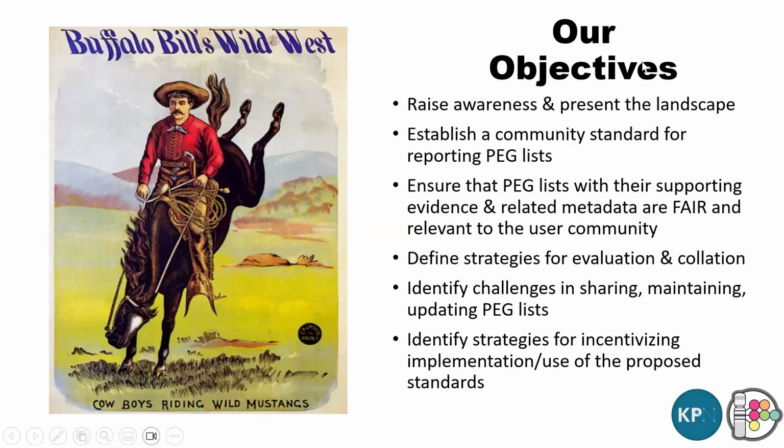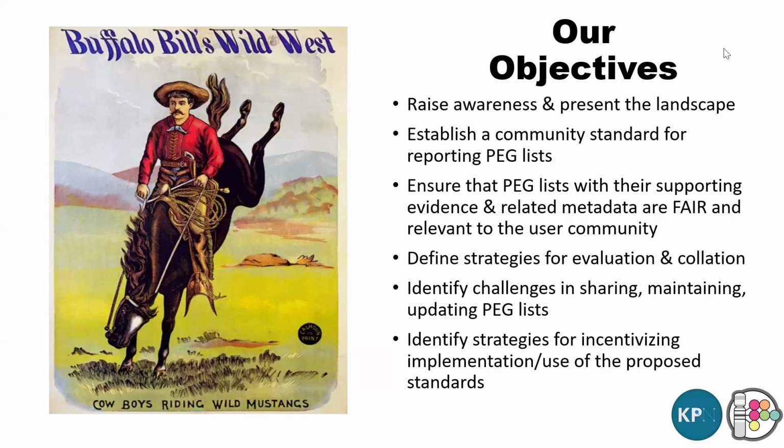The objectives from that workshop were the following, just to remind you all. I'm sure Aoife is going to go into this, but I wanted to put it out there for us today. You know, just raise awareness about the current landscape back in September. And I think the goal is to really establish a community standard for PEG lists. That's what today is about, right? To do that as a community with you all. Ensure that these are fair and accessible to the entire community so they can be useful. Define strategies for how you evaluate and collate them as well. And then some of the challenges, right? I think some of the challenges really help us define the standards and benchmarks that we're going to talk about today.